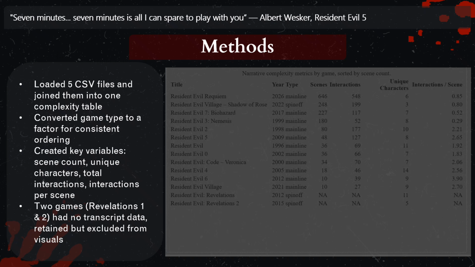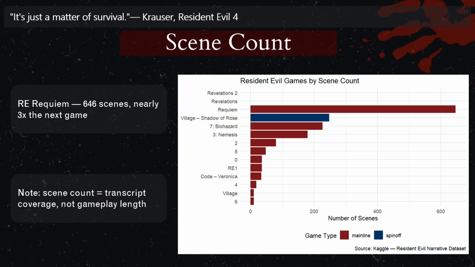For my methods, I loaded 5 CSV files and joined them into one complexity summary table. I converted the game type column to a factor for consistent ordering, and I created a new variable called interactions per scene, which divides total interactions by scene count. That one ended up being really useful because, as we can see, 2 games, Revelations and Revelations 2, had no transcript data, so they show up as NA and are thus excluded from the visuals.